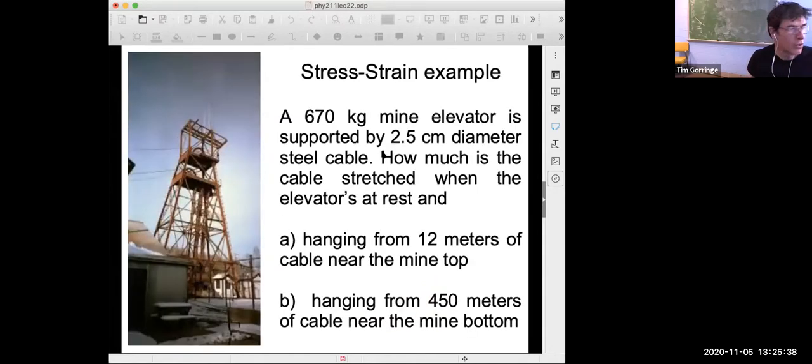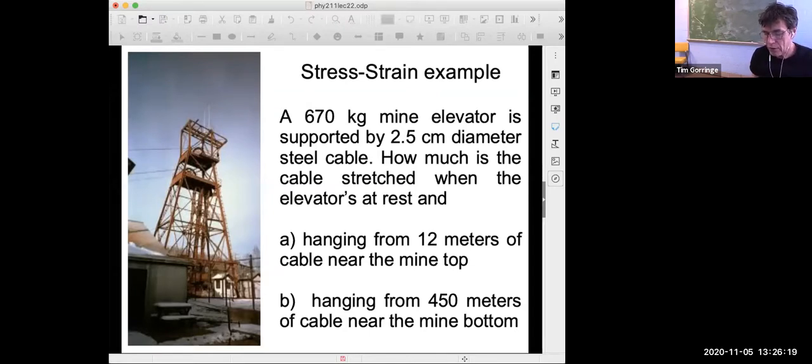Okay, so let's look at a few examples of calculations involving stress, strain, elasticity. In this calculation, we see a mine elevator. In a mine elevator, you have the elevator that's supported by a long cable that's wound around a drum. You go down the mine by unwinding the cable, and you come back up the mine by winding back up the cable.